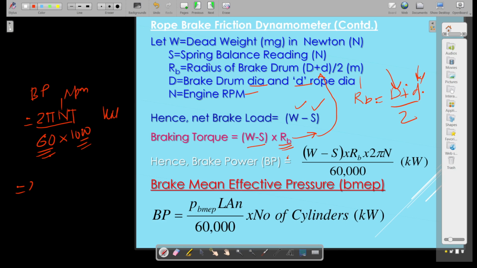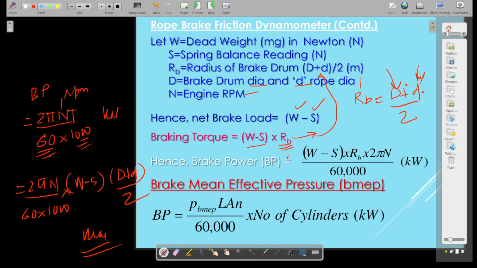So now this becomes 2 pi N times torque, divided by 60 into 1000. The torque is W minus S multiplied by (D plus d) divided by 2. So hope you understood, and you get this value in kilowatts. So hope you have understood the brake power. The basic formula of the brake power is 2 pi NT by 60 into 1000, which comes in kilowatts.